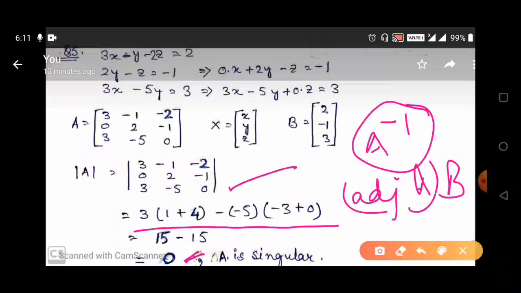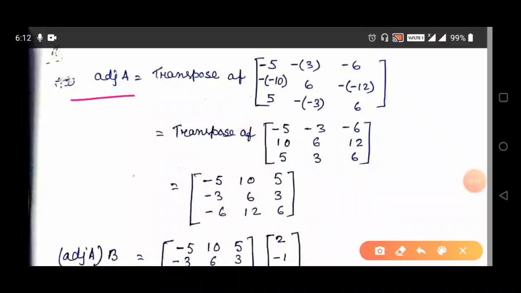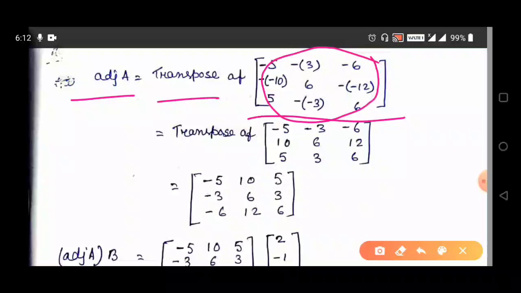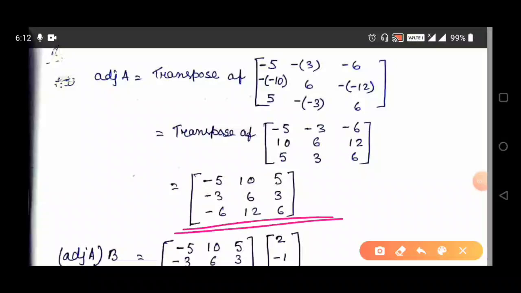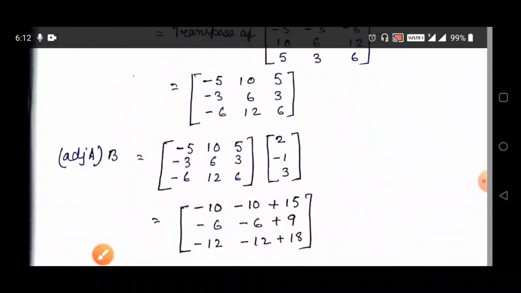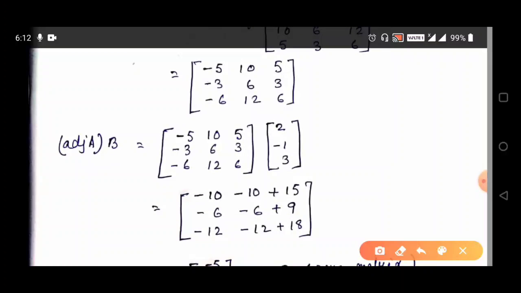So we have to find the adjoint of this matrix. Adjoint A is equal to the transpose of the cofactor matrix. You know how to find the cofactors of the elements of A, so you can find it yourself. Adjoint A is equal to this one. Now we will find adjoint A into B. B is the matrix 2 minus 1 3. This is a column matrix.